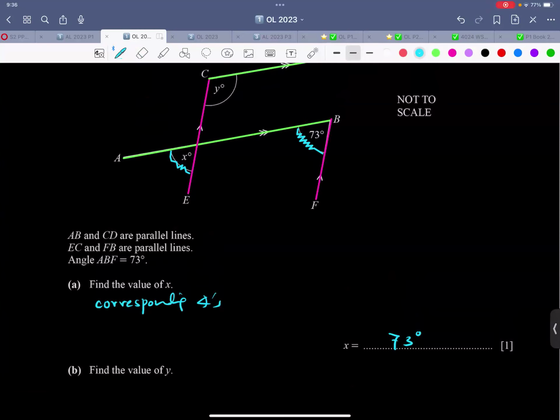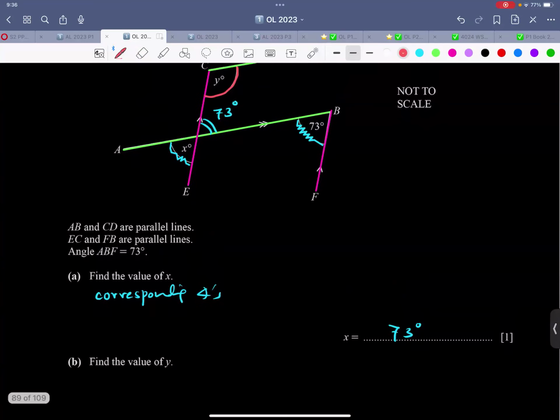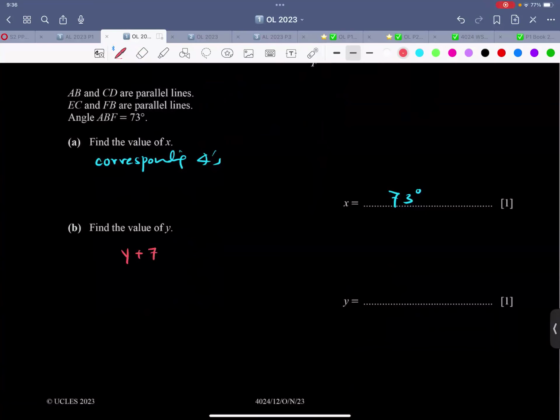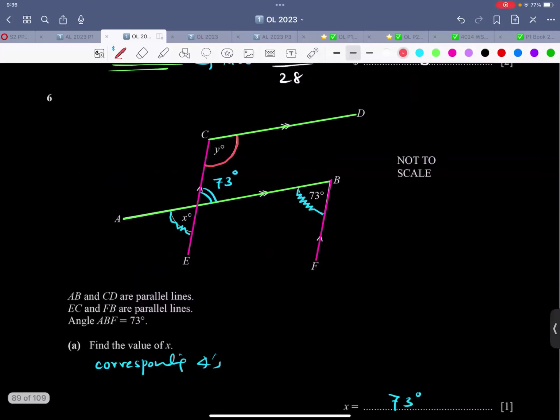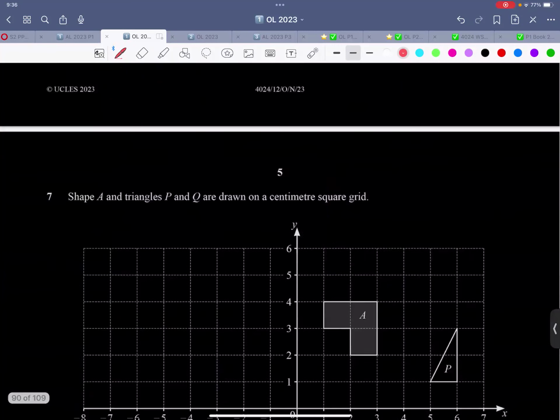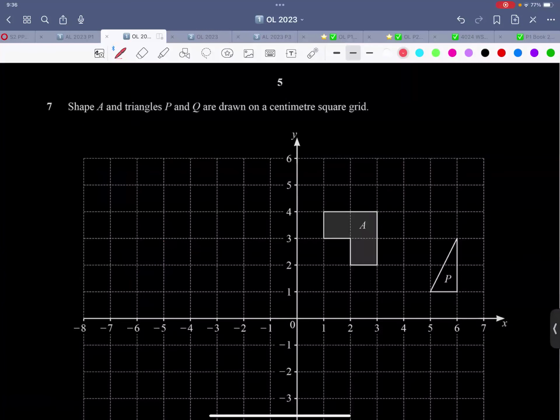Find the value of Y. Now over here, if this is X, this is also X. So therefore, this is 73 degrees. And now if I add this Y with this 73, that should add up to 180. So Y plus 73 degrees is 180 degrees. This is interior angles, one acute, one obtuse. Therefore, Y comes out to be 107 degrees. That is the answer for this particular part. So basic angle calculation.